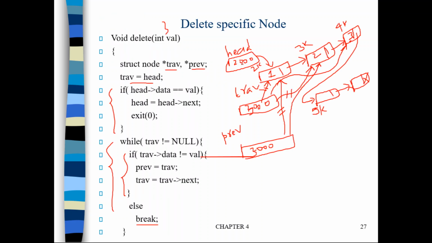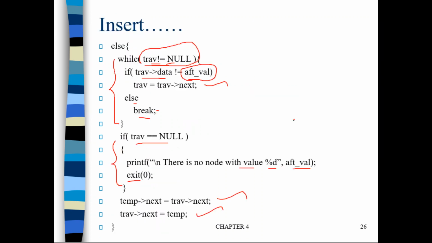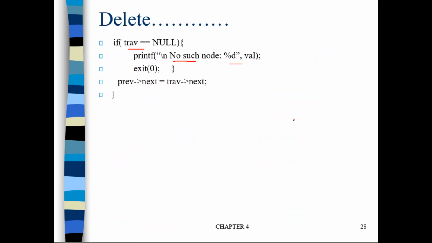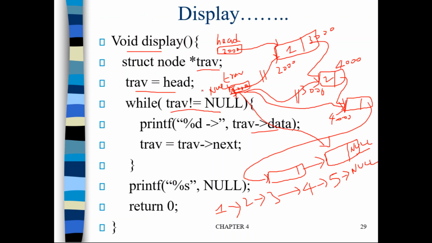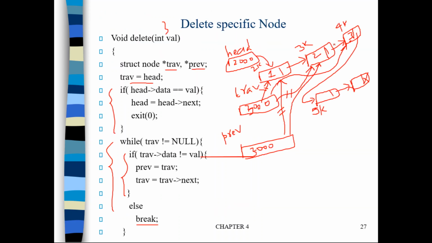Otherwise, what we should do is make previous next point to traverse next. That's it. So previous node's next will point to traverse node's next. So what is previous next? This is previous next. This will point to traverse next, which is this. So it means you have isolated this.